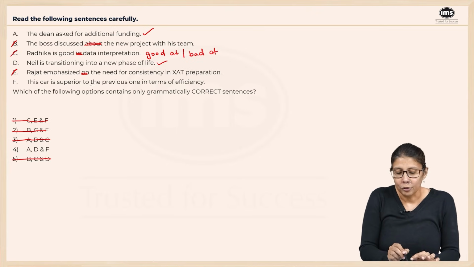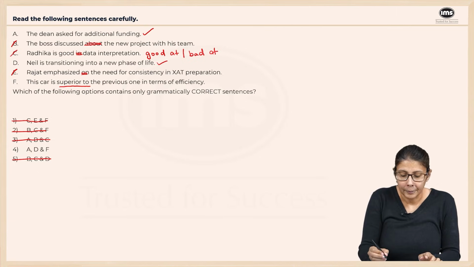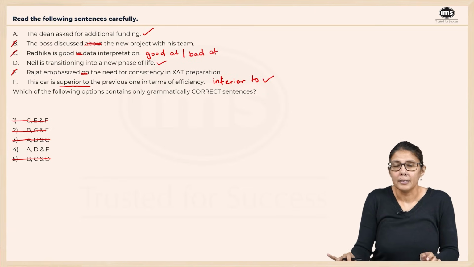F says this car is superior to the previous one. So, when I say superior to, this is absolutely right. In fact, we also would have said inferior to. One thing is superior to or inferior to another. So, nothing wrong with F, which means our answer is going to be option 4, ADF.